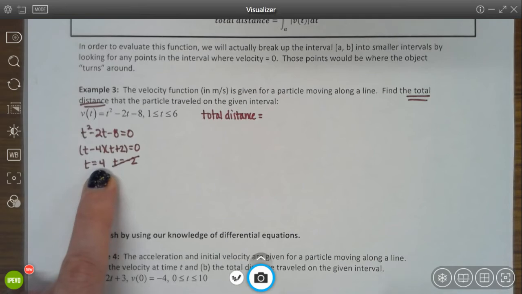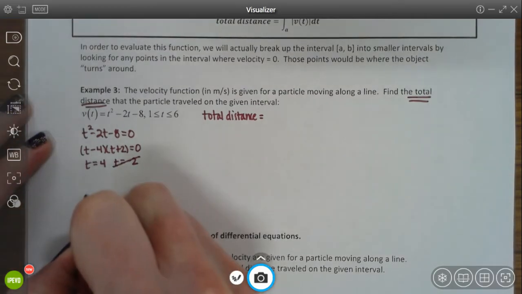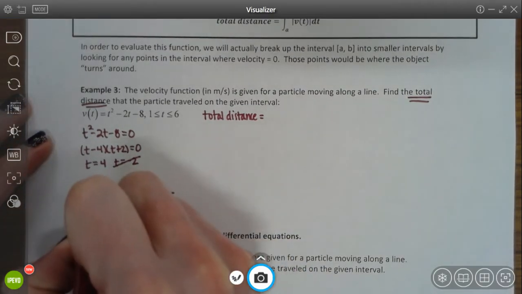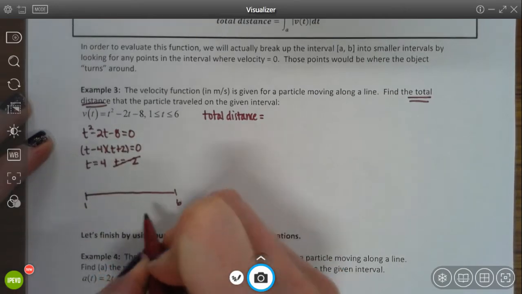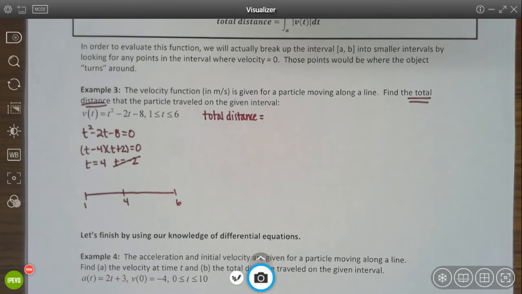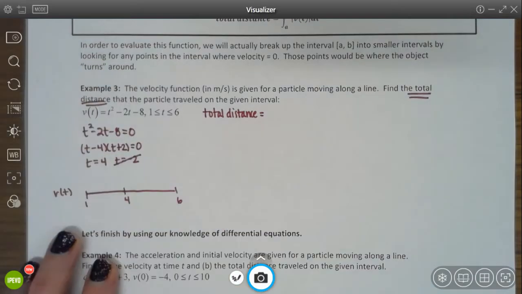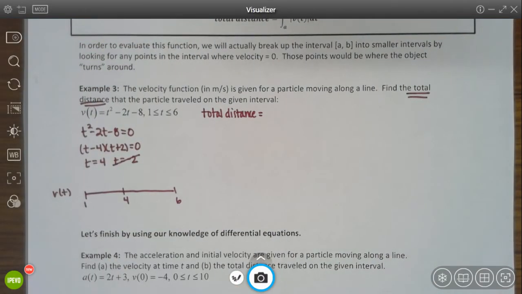So now I know at 4 seconds my particle came to a rest. So I just want to see, well, between 1 and 4 to 6, what was this particle doing? So I'm just going to do a quick number line. I want to start at 1 and at 6, and now I know my particle did something at 4. Its velocity was 0. So what I'm going to do now is just find a test point in each interval and figure out was my velocity positive or negative. And what that's going to tell me is whether its displacement would be positive or negative, because it would be moving left to go a negative distance or right to go a positive distance.